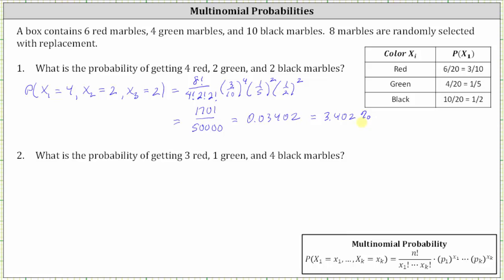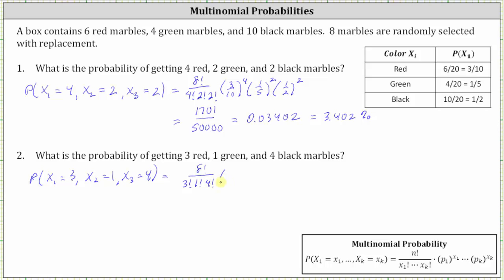Let's take a look at the second example. We want the probability of getting 3 red, 1 green, and 4 black, which we can represent as the probability that x sub 1 is equal to 3, x sub 2 is equal to 1, and x sub 3 is equal to 4. Which is equal to, we begin with 8 factorial because we are drawing or selecting 8 marbles. And then because we want 3 red, 1 green, and 4 black marbles, we divide by the product of 3 factorial, 1 factorial, and 4 factorial.